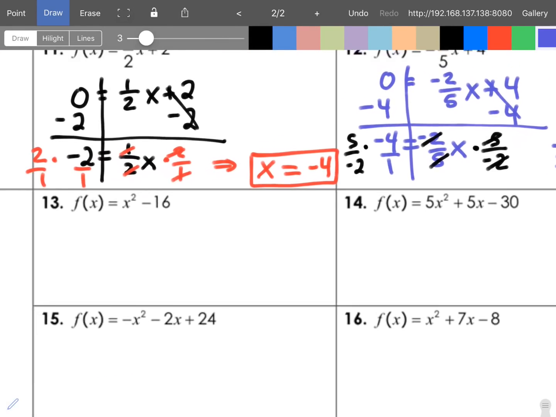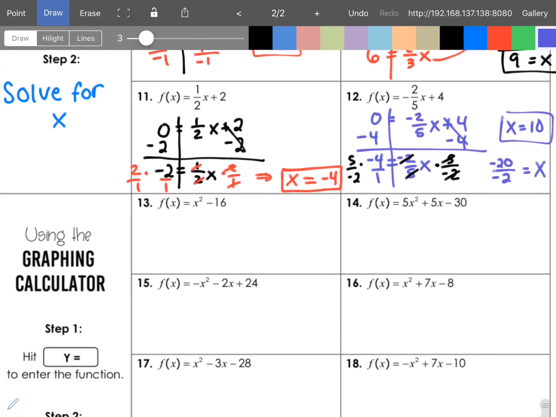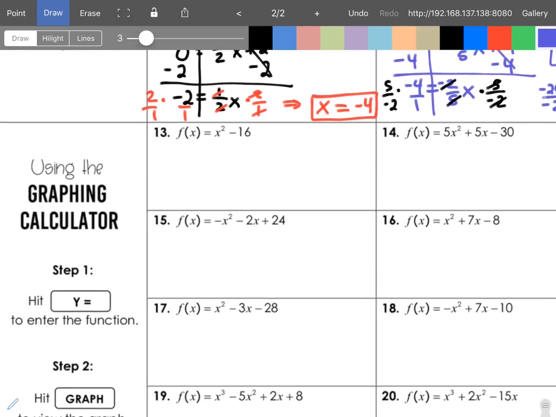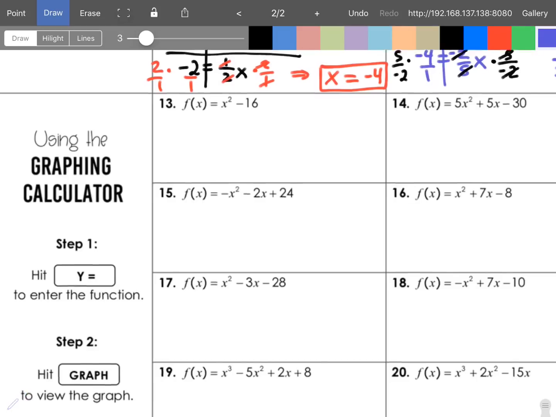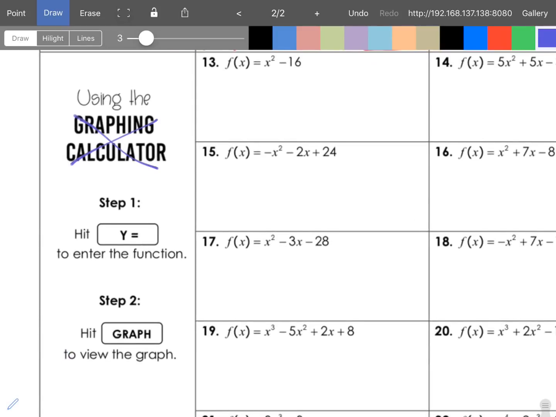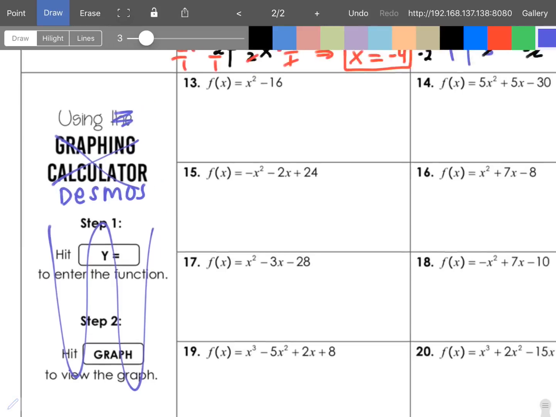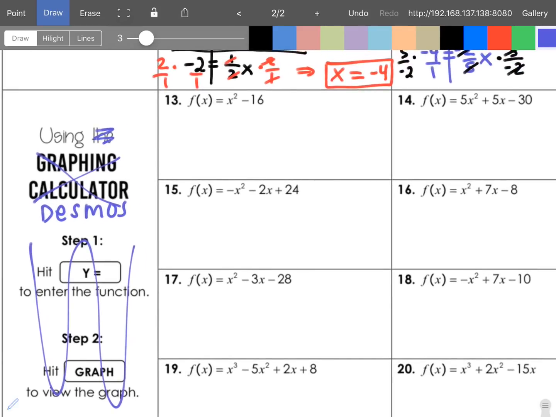All right, now I want you guys to open up a new tab, and you're going to go to Desmos. Here, we're not using a graphing calculator, okay? So we're going to be using Desmos. Let's go on a new tab.